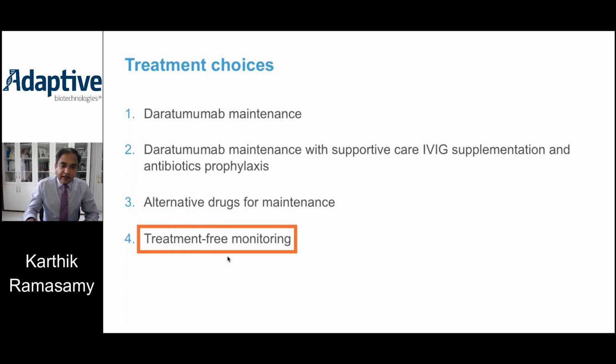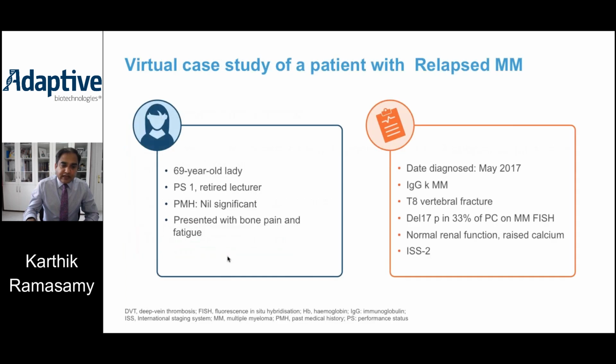So I want to explore a relapsed myeloma patient with you this time. And this time it's a 69-year-old lady with a performance status of 1, who's a retired lecturer here in the university with no significant past medical history at all, presented with bone pain and fatigue. This was in May of 2017.